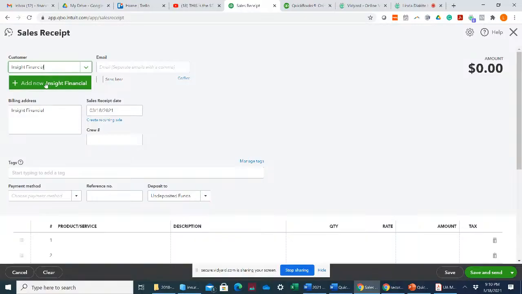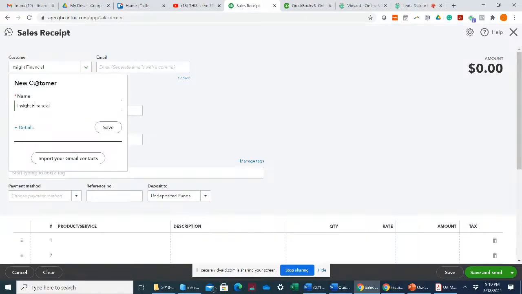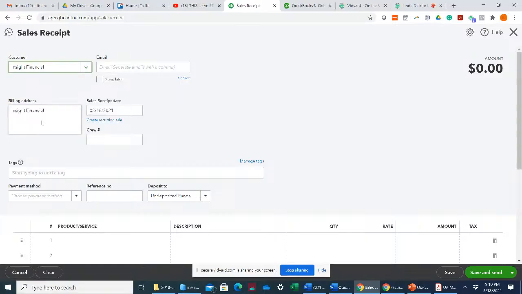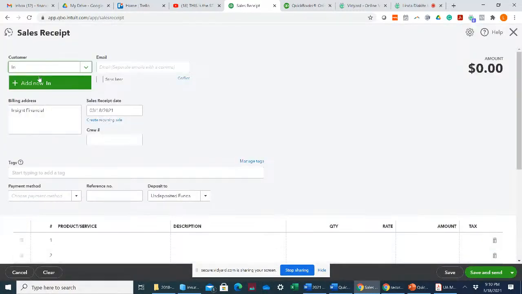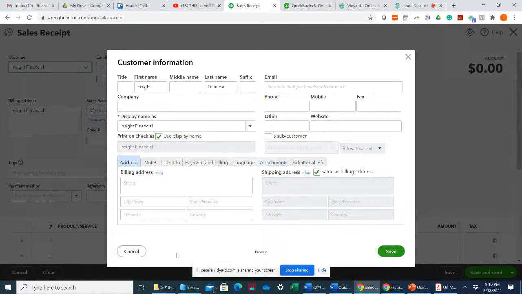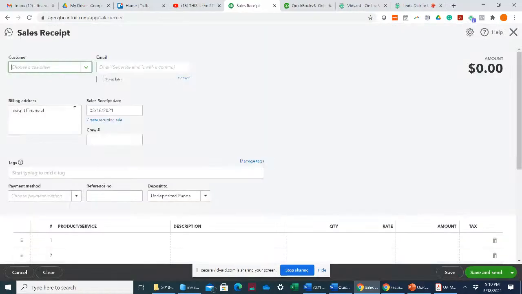It's not in QuickBooks, but you can just go add new. This is a good thing about QuickBooks. Say for instance you have a new customer and it's not in there, you can directly start putting the information in here instead of having to go to the other screen. It'll take you right here. So if you realize it's a new customer, you can add it right from this screen, put in the information, save it, and then it'll be right there.